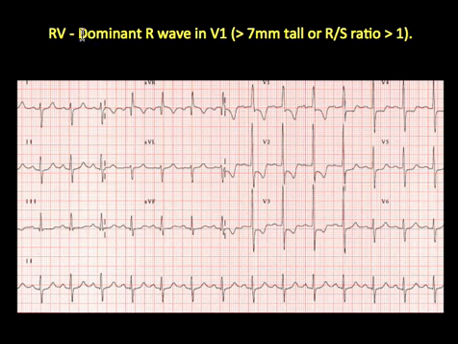So you can remember dominant R in V1 of more than 7 mm, or if you want to divide, for example, the height of R is 7 mm and the depth of S is 2 mm here, so 7 divided by 2 is 3.5, so that's more than 1. So that's again suggestive of RVH. So remember any of these three, and that's about the right ventricle.